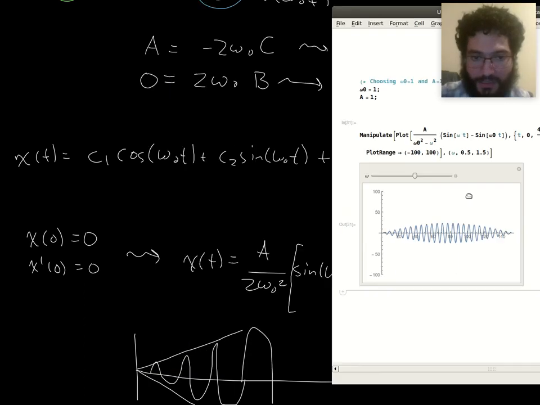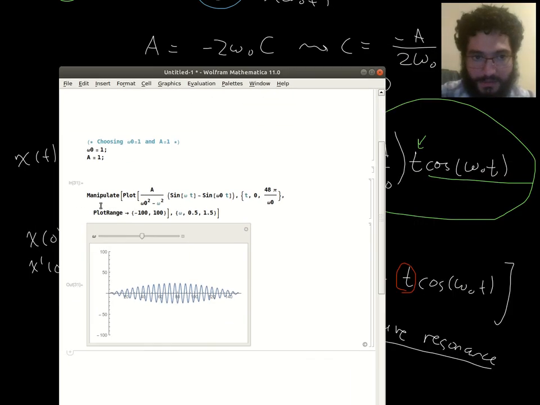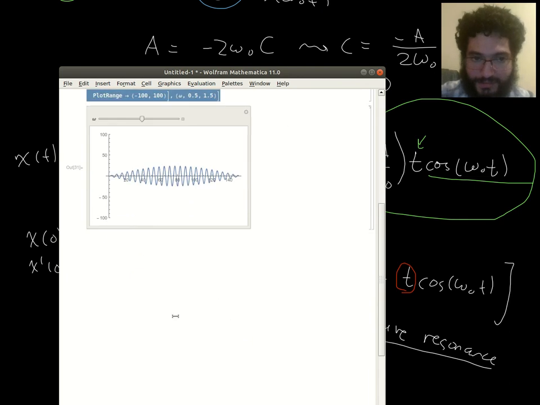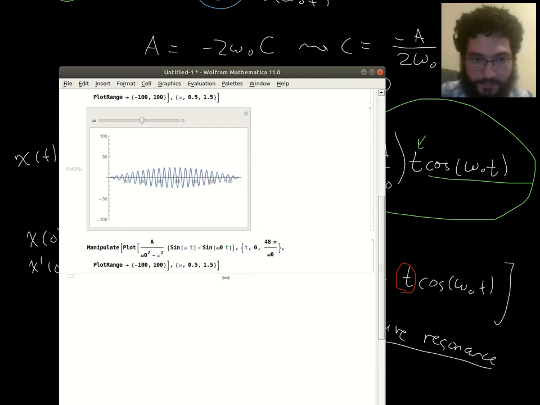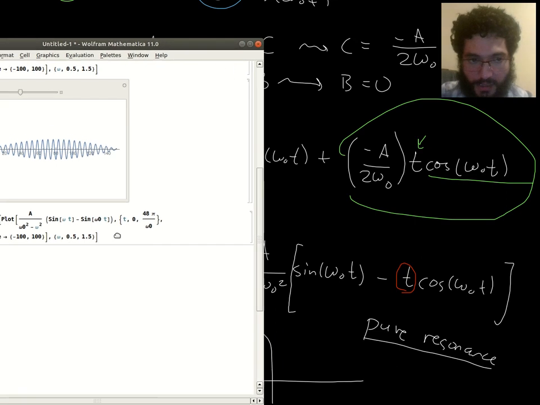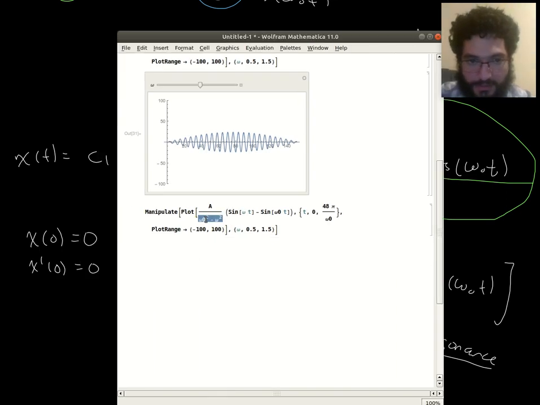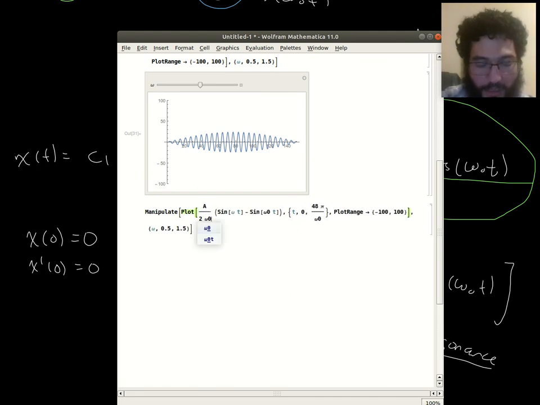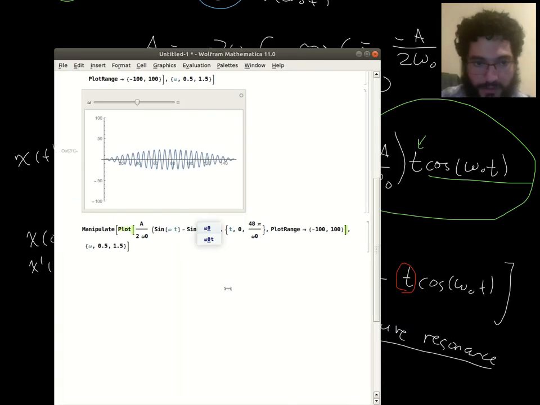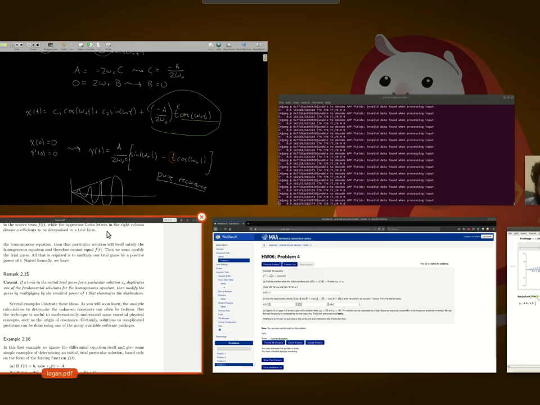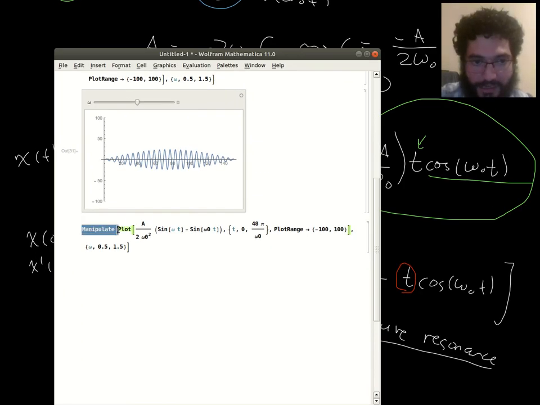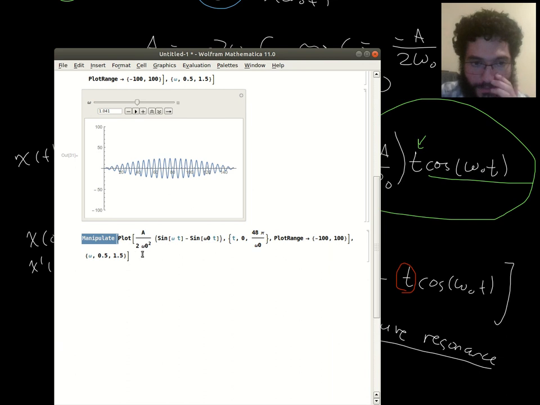Now, so this was our old thing. Now let's put in this one. So let me just copy this and put it here. And let's see, a over 2 omega naught, now 2 omega naught squared. And there's nothing to manipulate now, right? I'm actually looking at a specific case where omega is fixed in the middle of this bar, which is omega equals 1. There's nothing to manipulate anymore.